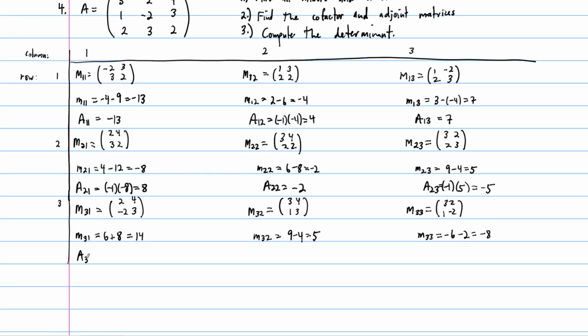Capital A31, leave it alone, that's 14, it's even, right? Capital A32, this is odd, so negative 1 times 5, it's negative 5. And then capital A33, leave it alone. All right, so after all this, we have found, finally, all of our cofactors, right? So our cofactors for each entry we have found.